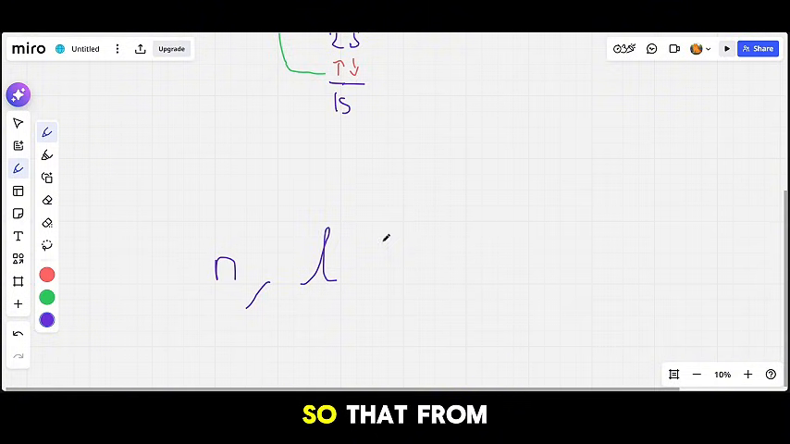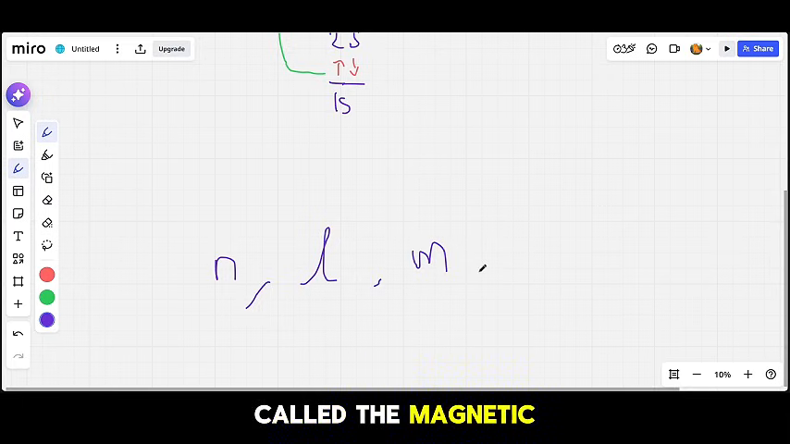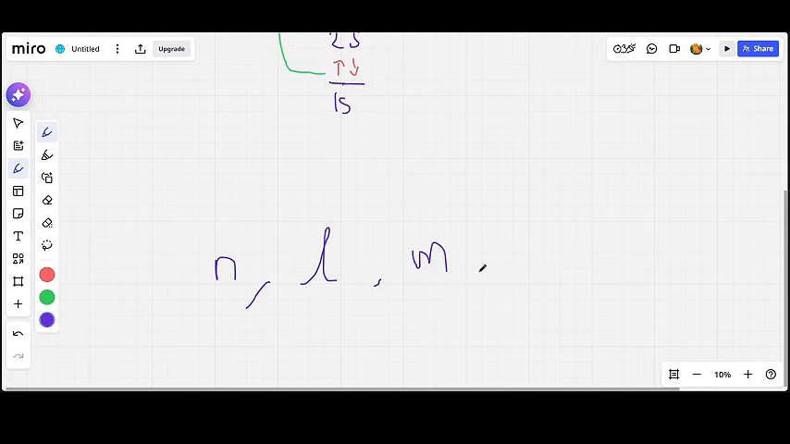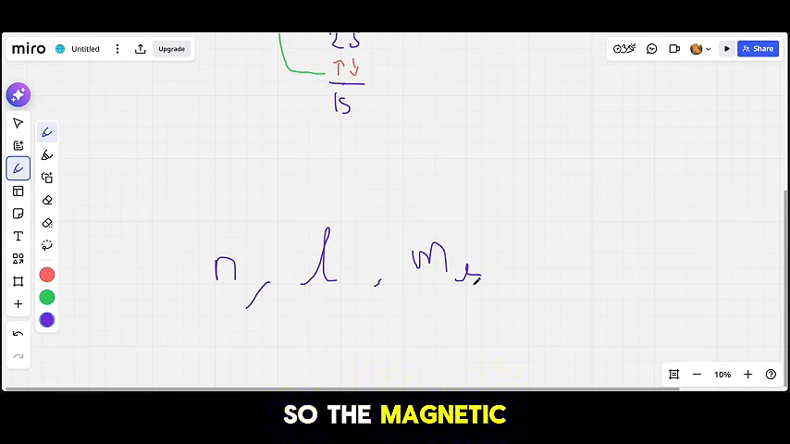That is from my own understanding. But the third quantum number that we have is called the magnetic quantum number. It's ML. So the magnetic quantum number basically represents the orbitals of a given subshell.